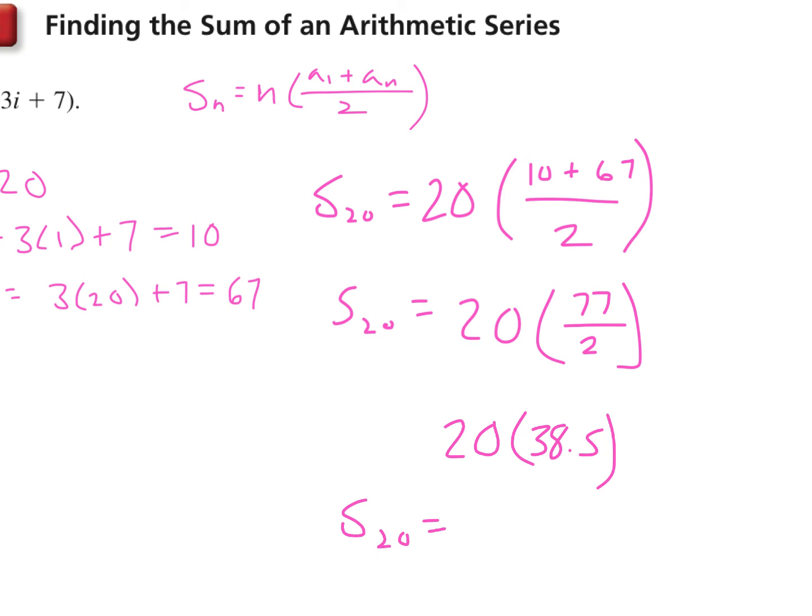What was that? 770. 770. So that's our sum. So if we were to plug in 1, 2, 3, 4, 5, 6, 7, 8, 9, 10, all the way to 20 into this little equation here and added all those numbers up together, we would get 770. But this is a lot quicker of a way to do that than to plug all those numbers in. But this formula only works when you have an arithmetic sequence.